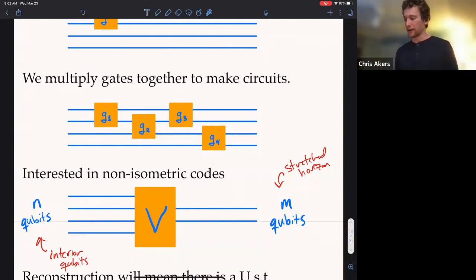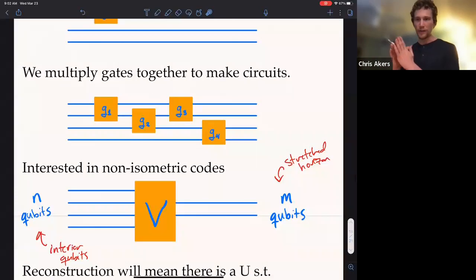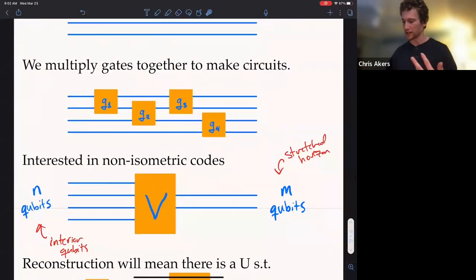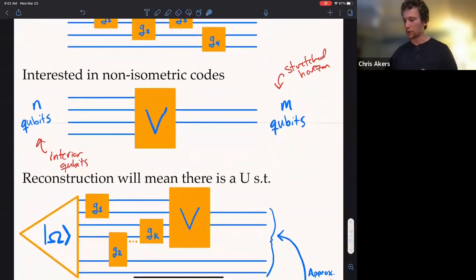And just so you can keep in mind what these are supposed to represent, remember that these N qubits are analogous to the interior qubits, and these M qubits are analogous to the stretched horizon qubits. So the exterior guys in both cases are not represented here because V is going to act on them trivially. They're just going to be going along for the ride, as I'll show you in this next diagram.